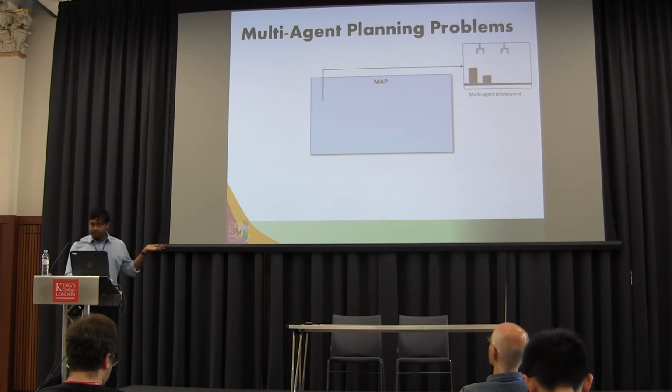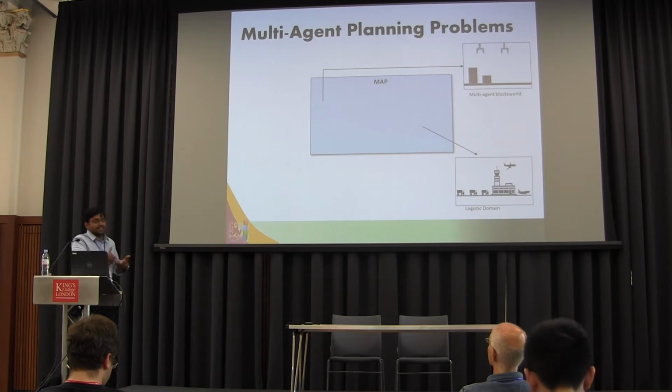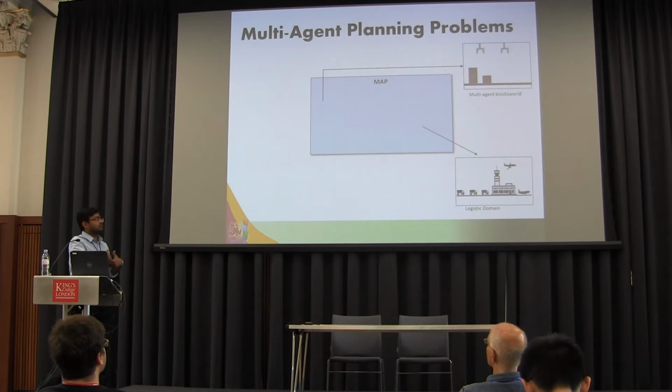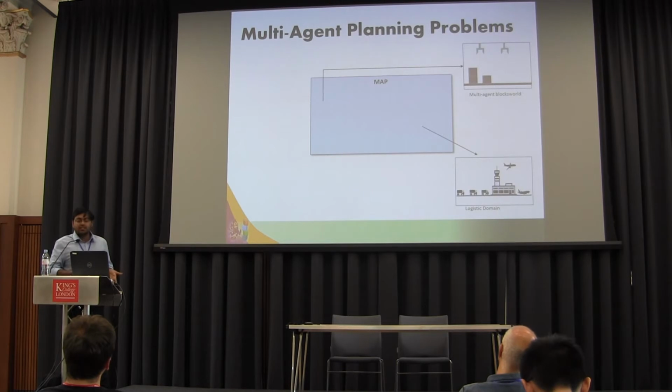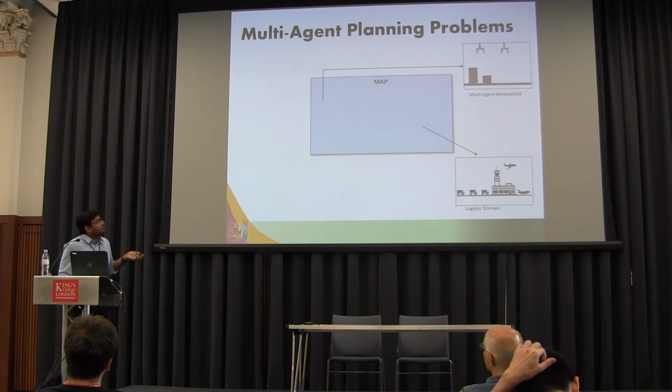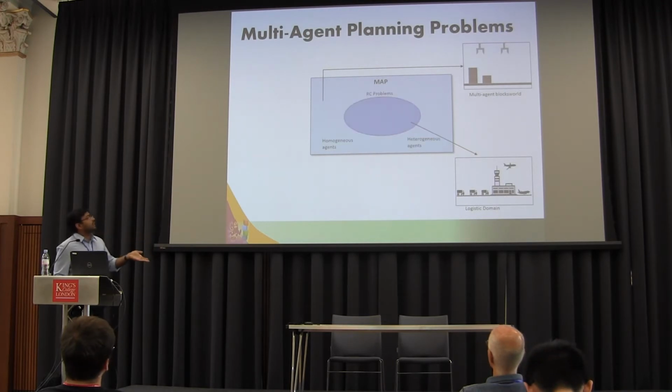On the other hand, if you were to move to a domain like the logistics domain, where you have multiple types of agents, you have truck agents that can move from one part of the city to another, and plane agents that can move from one city to another. So there are problems in this domain that cannot be solved by a single agent. This allows us to define a subset of multi-agent problems where you actually require multiple agents to solve the entire problem. We'll call these required cooperation problems, or RC problems.